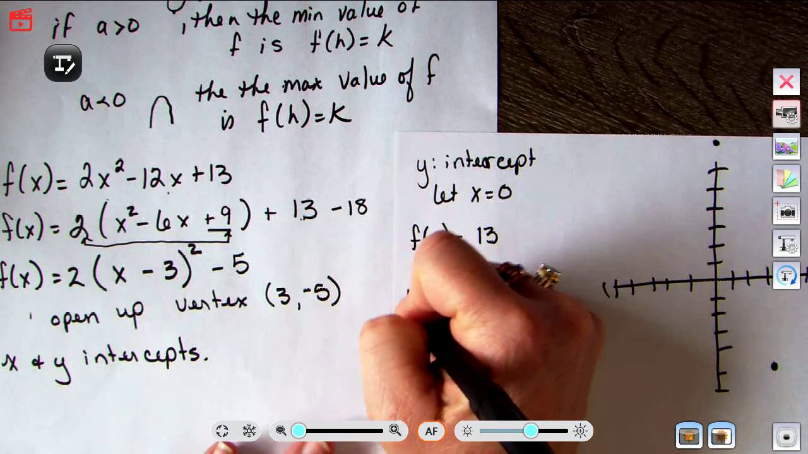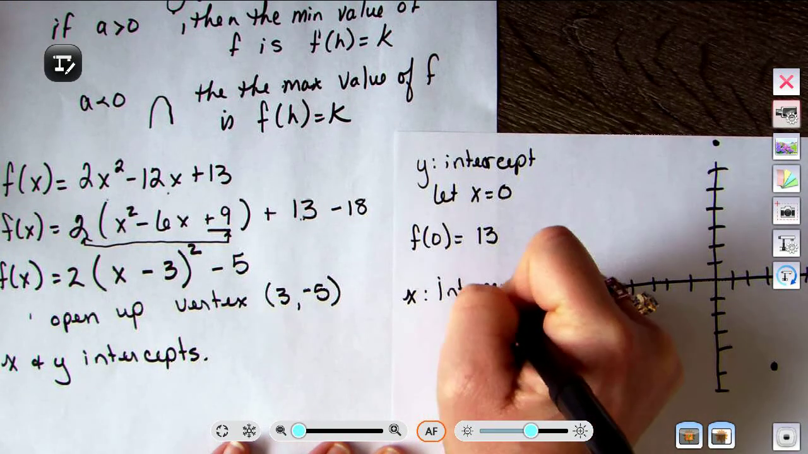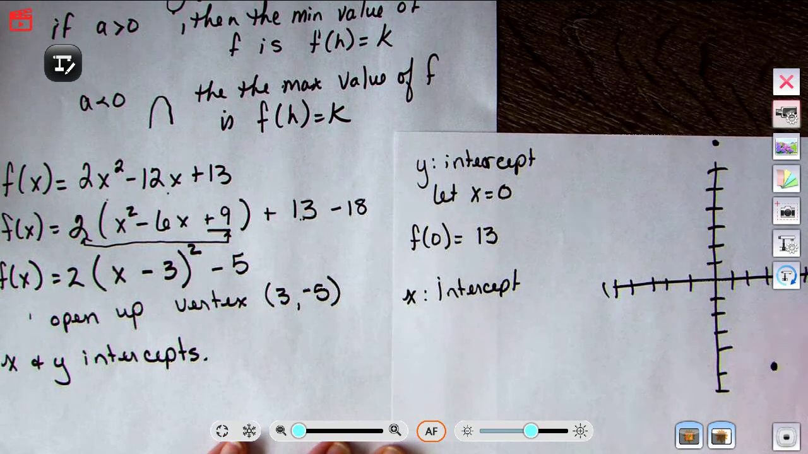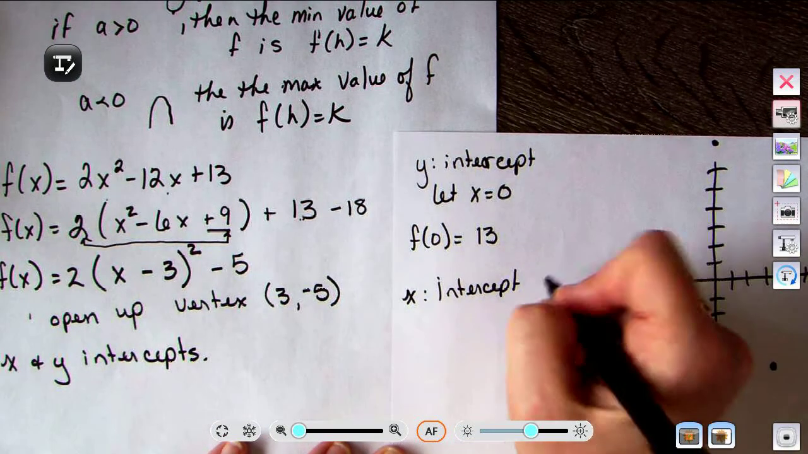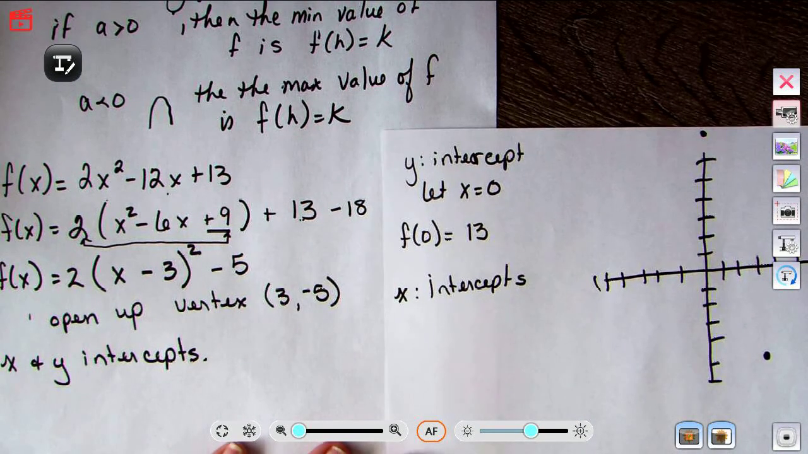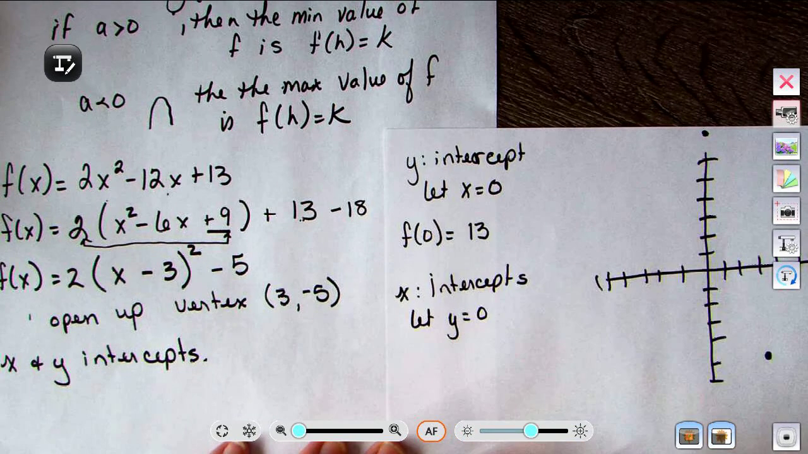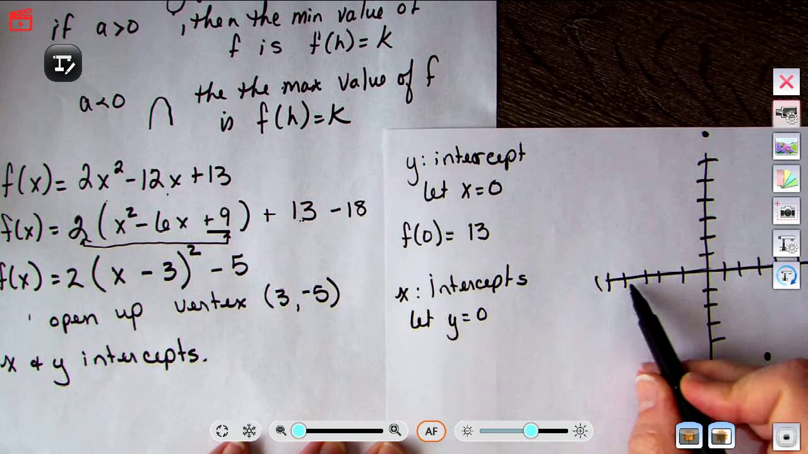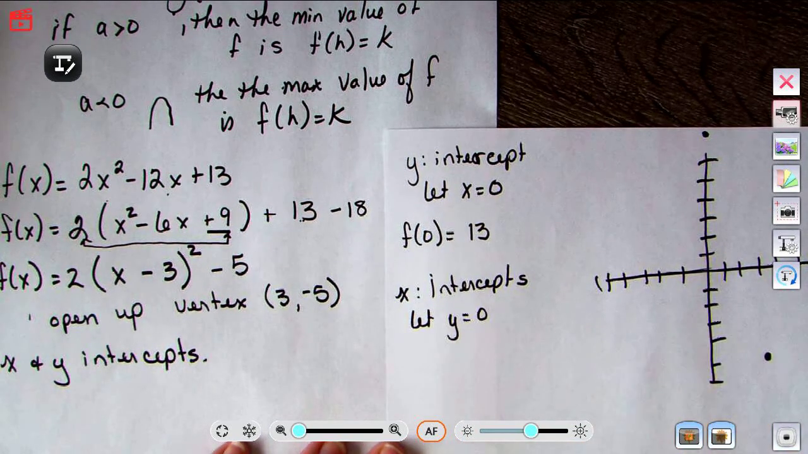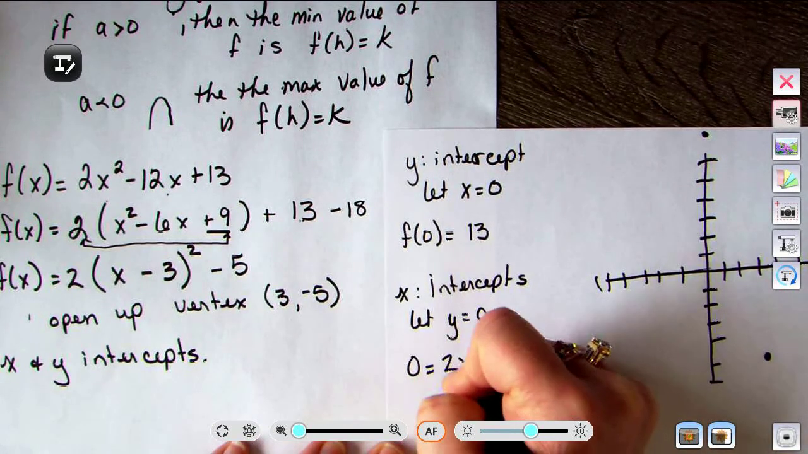Let's find those x-intercepts. And since this is a parabola opening up, I know that I'm going to have 2 of them. And to find those, we're going to let y equal 0, because they're going to be on that x-axis where y is equal to 0. So we're going to take this guy and set it equal to 0.